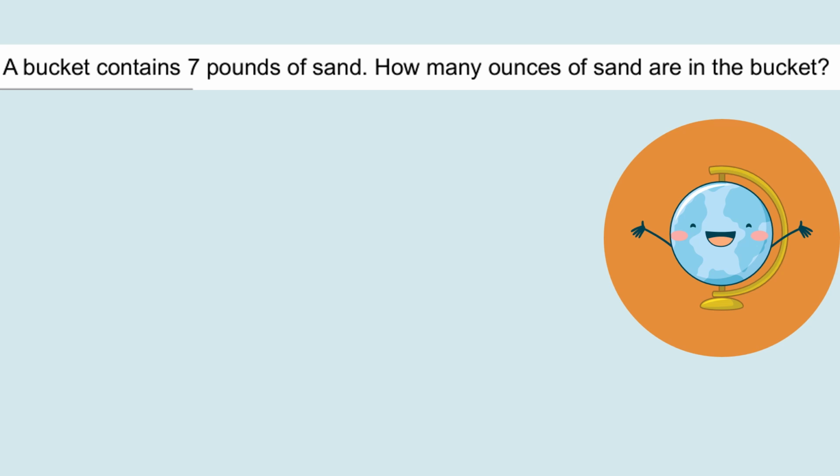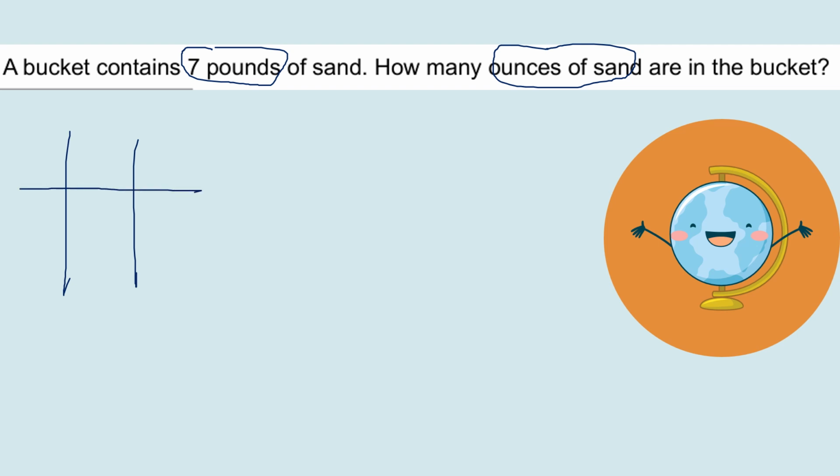First step is my CASE. I read it again and circle what's important. A bucket contains 7 pounds of sand. How many ounces of sand are in the bucket? So I know I'm doing measurement conversions because they told me about pounds. That's 1 unit. But the question said how many ounces. That's a different unit. So step 2, draw my tic-tac-toe board.